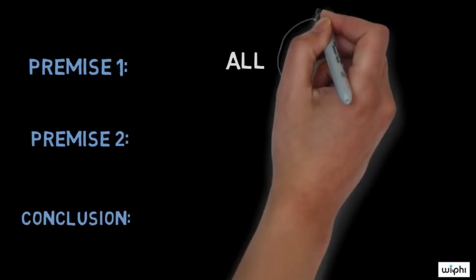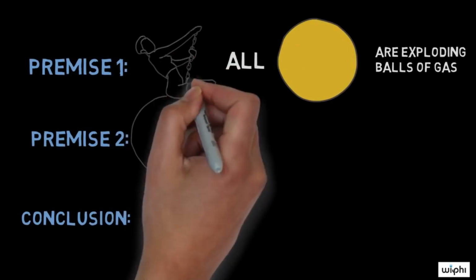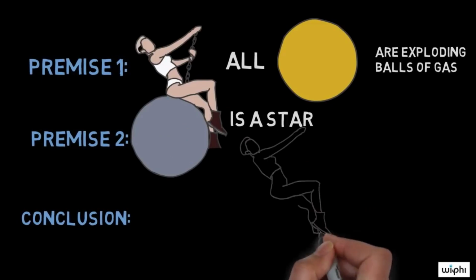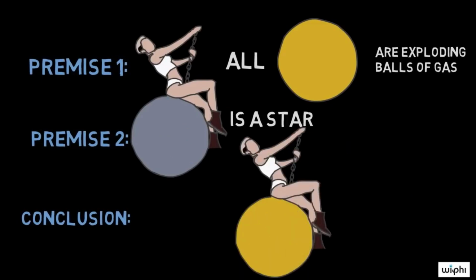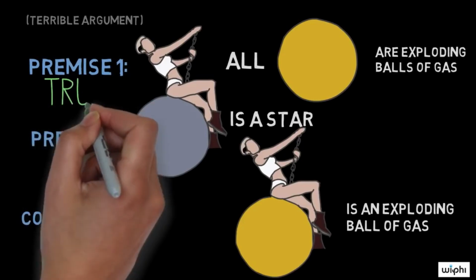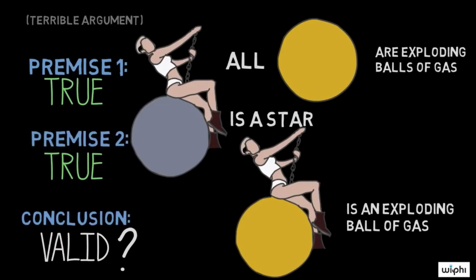Consider the following argument. Premise 1. All stars are exploding balls of gas. Premise 2. Miley Cyrus is a star. Conclusion. Therefore, Miley Cyrus is an exploding ball of gas. While this is clearly a terrible argument, the form of this argument appears to be valid, and each of the premises, when considered individually, is true.